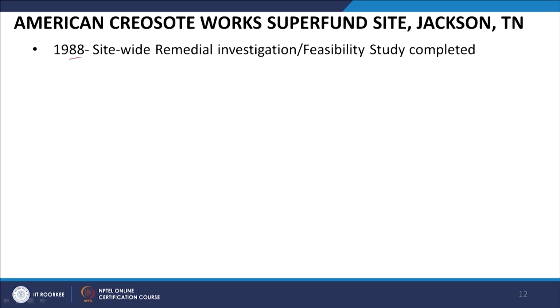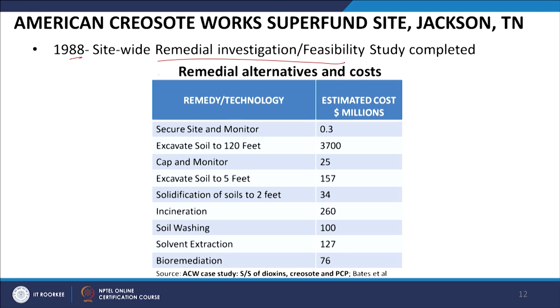So 1998, obviously remedial investigation and feasibility study. We are looking at the relevant aspects in slightly greater detail to understand how the decision making was done. So they looked at remedial alternatives and costs, right? To secure the site and monitor, 0.3; excavate soil to 120 feet, it's 3,700, right? Again, the cost is in millions, and million is 10 power 6, and keep in mind these are in dollars, obviously. 3,700 million if you excavate the soil to 120 feet though.